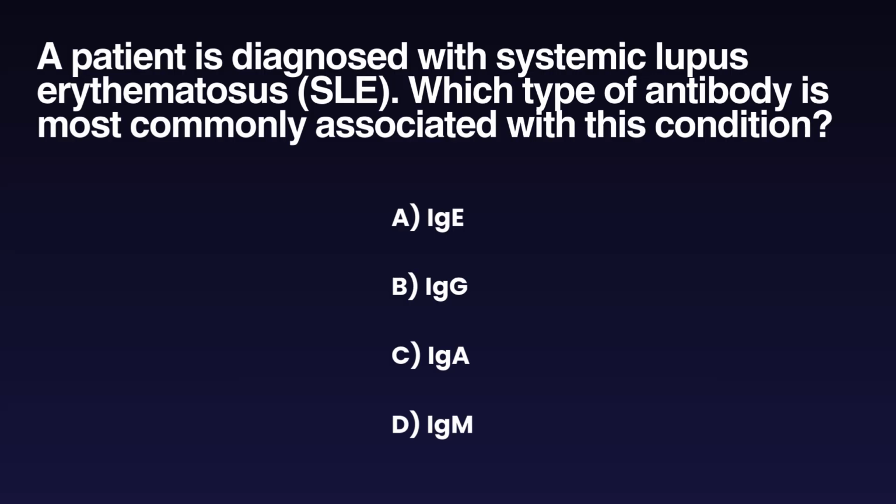A patient is diagnosed with systemic lupus erythematosus, SLE. Which type of antibody is most commonly associated with this condition? A. IgE. B. IgG. C. IgA. D. IgM. 5 seconds.